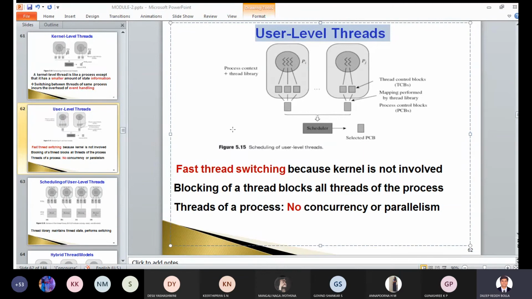The kernel does not know anything here. The kernel is not at all aware of the presence of user level threads in the process. The kernel sees only the process. It does not involve threads. The kernel sees only the process. It is very simple.